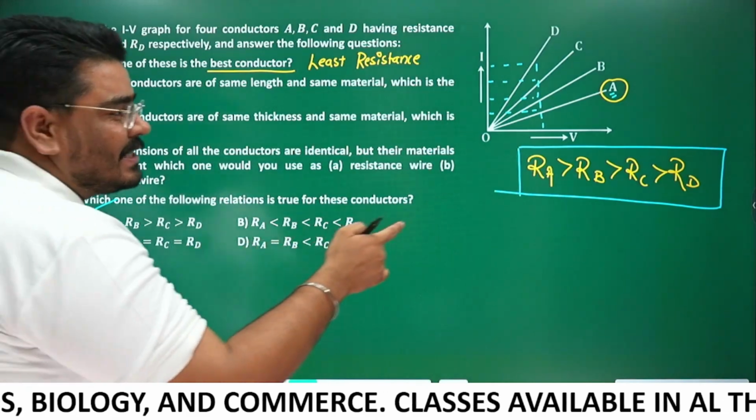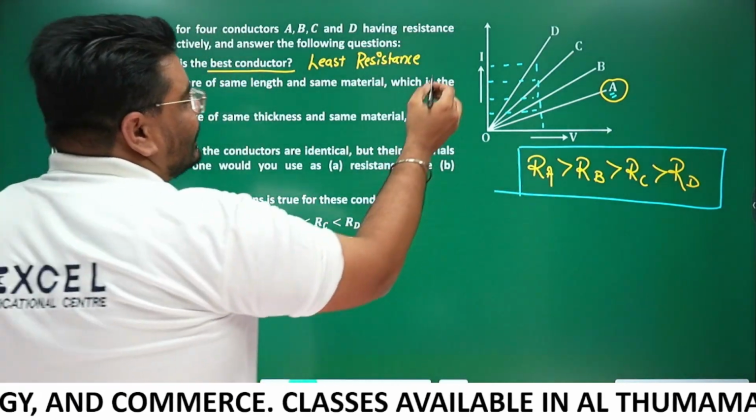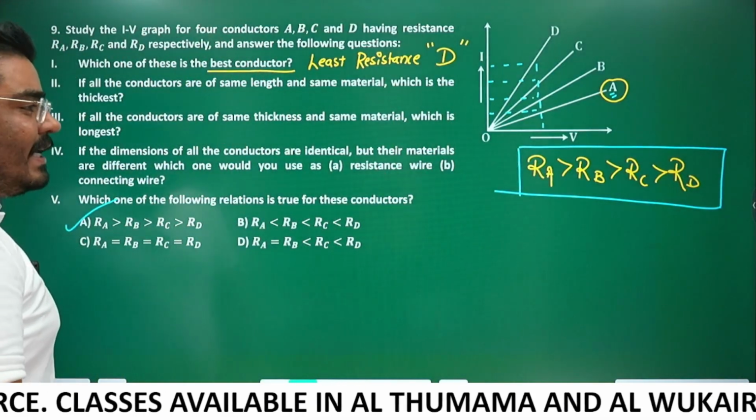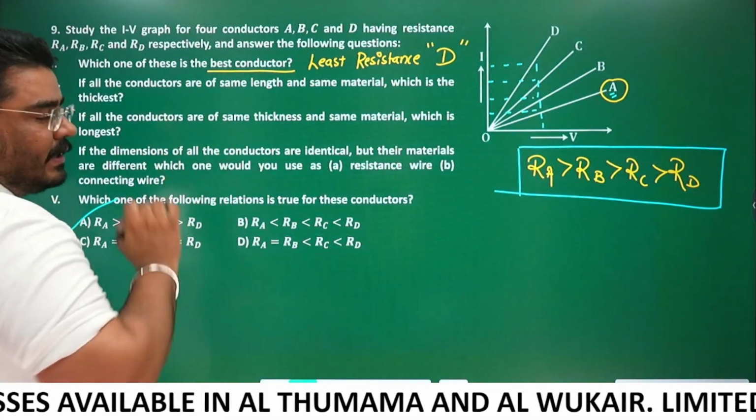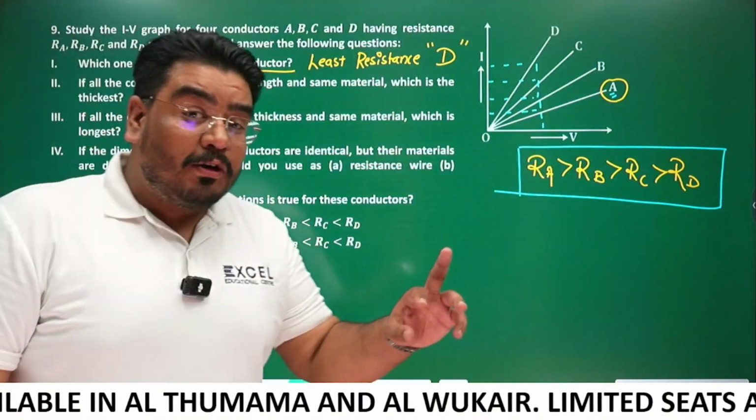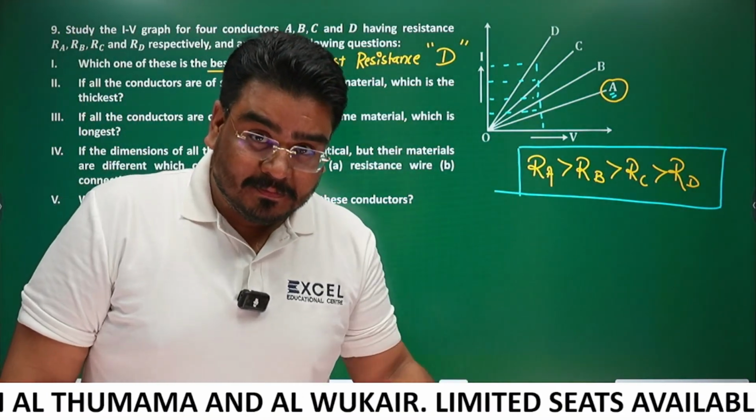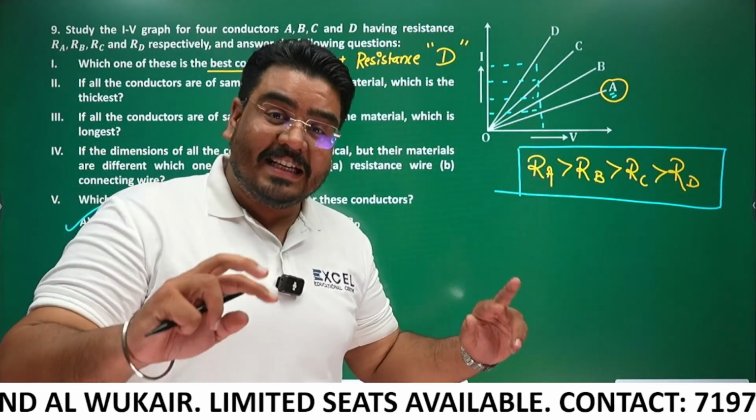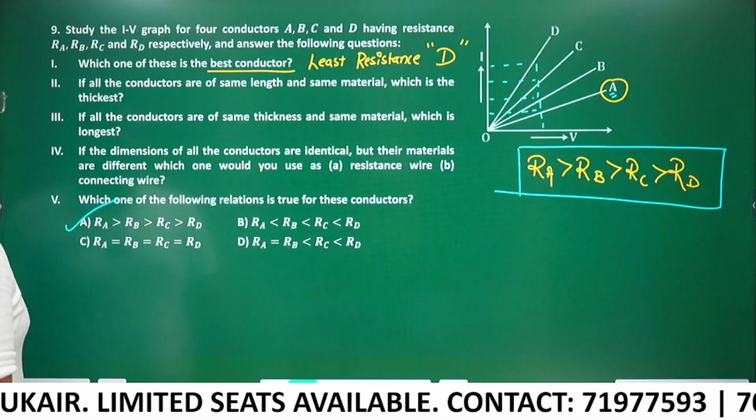By looking at the order, I can say that D is the one that has the least resistance and it will be the best conductor. And if they ask which one out of the 3 is most insulating or worst conductor, it is A, because the resistance for that is maximum. Moving on to the next one.